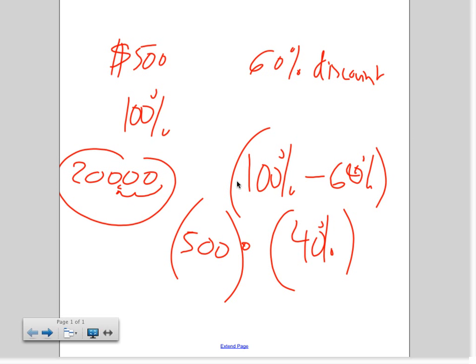See, either way it's fine. Look at Jose's case: he wants to multiply to find what the discount is first and then subtract later. In this case, I subtract first and whatever I get is my final price. So there's my final price, $200.